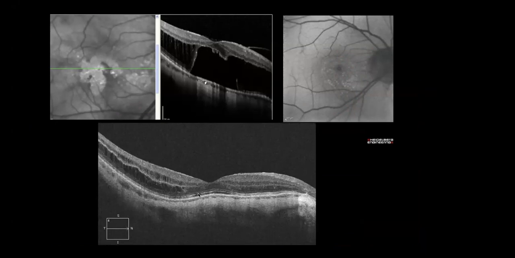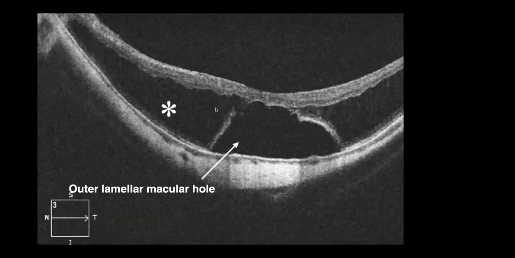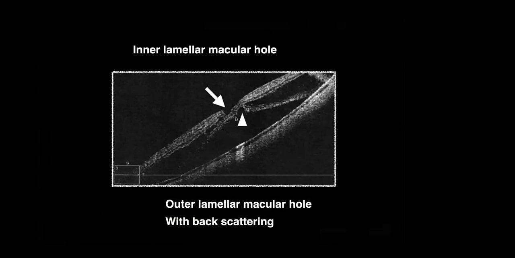So I learned that this is the outer lamellar macular hole. It is an interruption in the photoreceptors layer that gives you a backscattering in the fovea in the scleral plane and can be reversed by the surgery. So an interruption in the photoreceptors layer with backscattering beneath. And this is a combination of outer lamellar macular hole, where you see the backscattering, and inner lamellar macular hole, which is an interruption in the inner fovea.